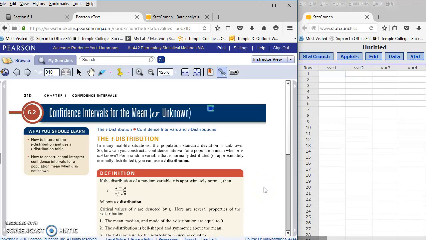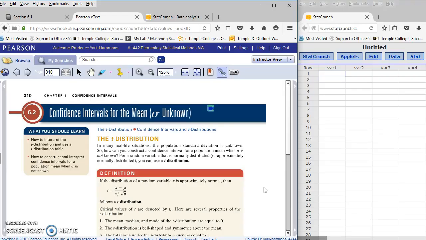Greetings, class. We're looking at Chapter 6, Section 2, still working with confidence intervals, but in this case, we don't know the standard deviation for the population. In Chapter 5 and even Section 1 of Chapter 6, we knew the standard deviation for the population. We either knew that the initial population was normally distributed, or we knew we had more than 30 in our sample size when we were doing a sampling distribution. But in this case, we don't know the population standard deviation.